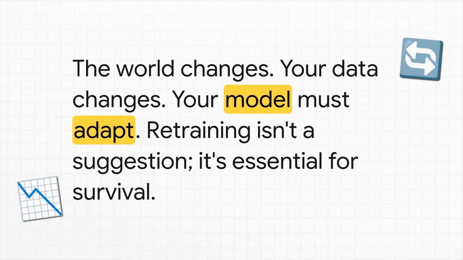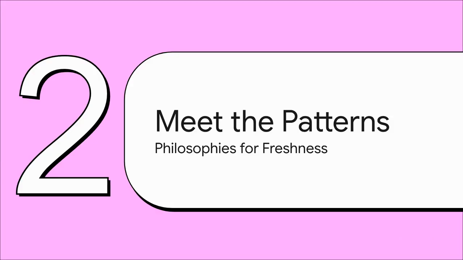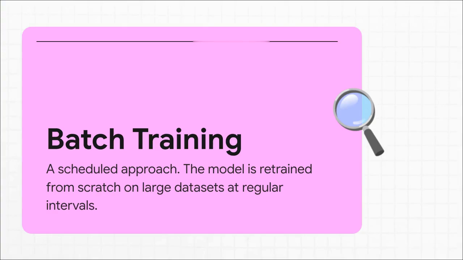This is why retraining isn't just a nice to have. It is absolutely essential. So how in the world do we fight this drift? Well, there are two main philosophies, two really distinct patterns for keeping your models fresh and effective. Let's break them down. First up, we've got batch training.